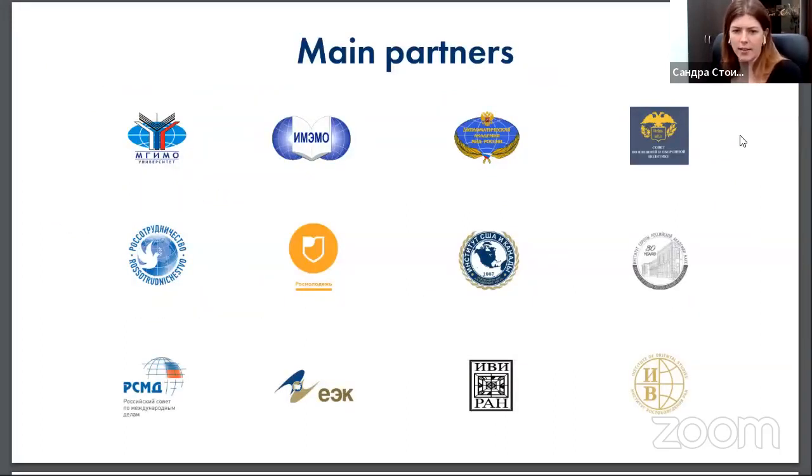On our next slides, you can see our main partners. We hope to expand this list, although not every partner of ours is here. This is a list of our most constant partners. So we have MGIMO University, the Diplomatic Academy, Rossotrudnichestvo, Rosmolodezh, IMEMO, and different institutes. We are very happy to have their support in organizing different events, especially those organized abroad.